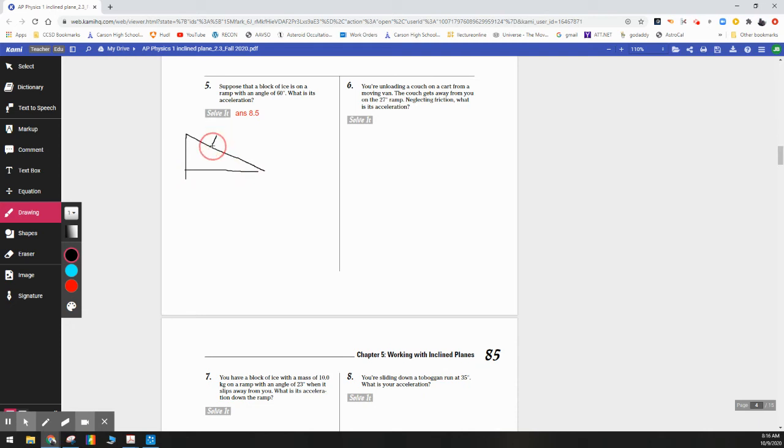So here we have this block of ice. Okay, so that assumes it's frictionless. There's no friction, and this angle here is given to us as let's say 60 degrees. Okay, good. And what's the acceleration? Now, oh, where's the mass? Oh, Mr. Bean, mass is not given. Well, let's hold on and let's see if we need the mass.